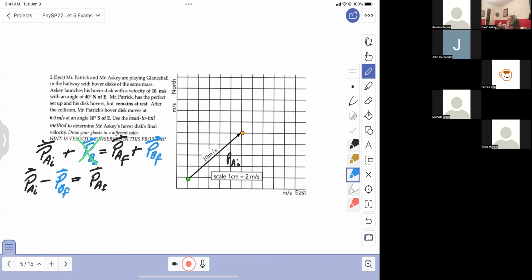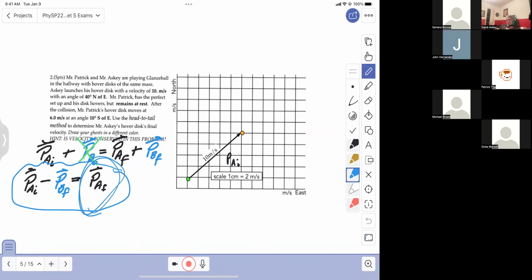glance ball, and by the way, he'll be back next week. He's dying to get back with you guys. But his glance ball wasn't moving when I hit it, so that takes away that momentum. So that's why we have this equation, and that's what I'm trying to solve for.